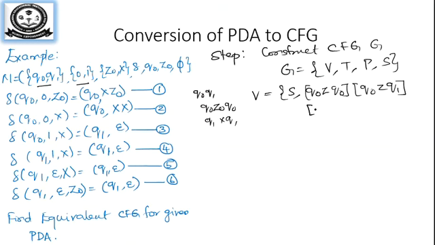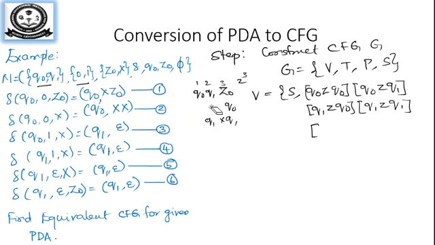Then you can have a starting Q1. So Q1, Z, Q0. Then you can have Q1, Z, Q1. So now we are done with the 2 states and 1 stack symbol. You can see 1, 2, 3. You will have 2 to the power of 3 combinations here. So totally 8 non-terminals have to be written over here. Next we will write for X.